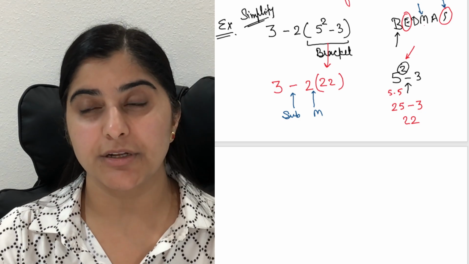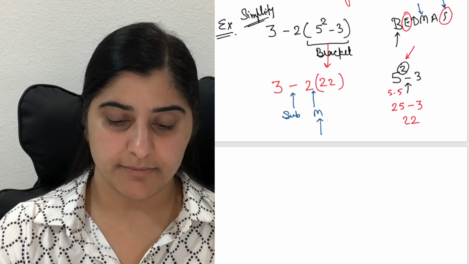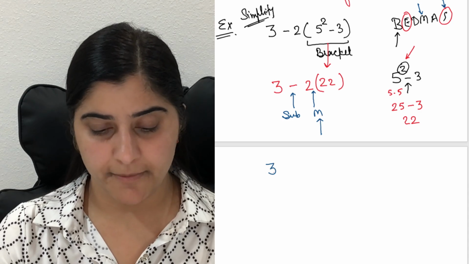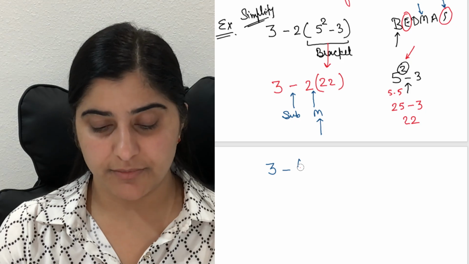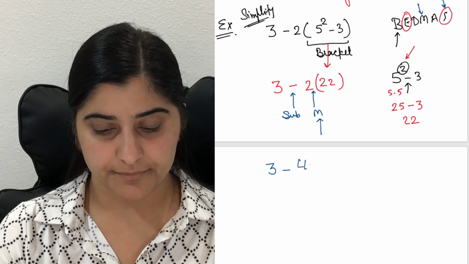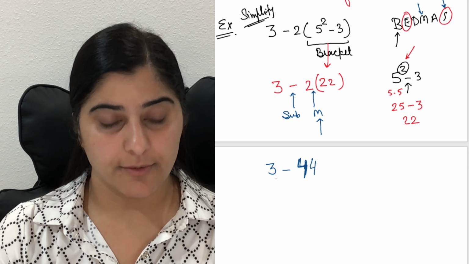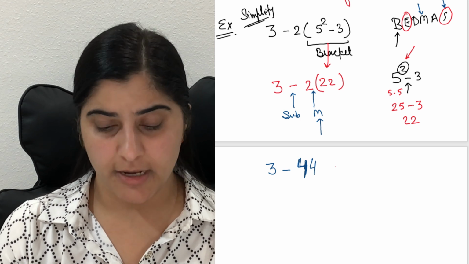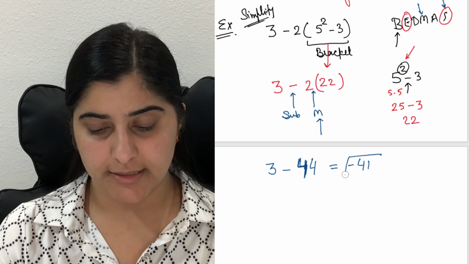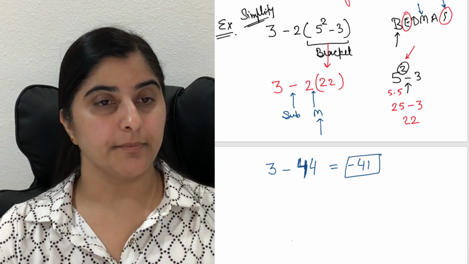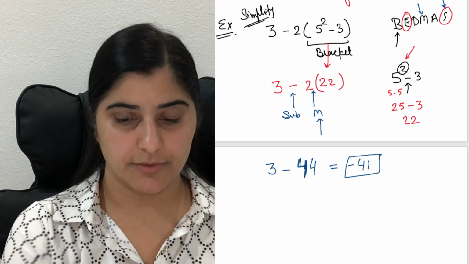In BEDMAS, this is a subtraction, this is a multiplication. So multiplication comes before the subtraction. So we have to do the multiplication first. So 3 minus, let's multiply 22 and 2, it will give you 44. And now 3 minus 44 is equal to minus 41, and this is our solution. Okay, great. So let's do one more question.